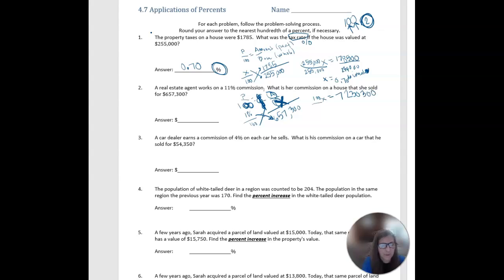7230300. And then we'll divide by 100. That's going to move our decimal 2 places to the left. So this lady or man, we don't know if it's a male or a female, is going to make $72,303 commission on that one house. That's a lot of money for selling one house.